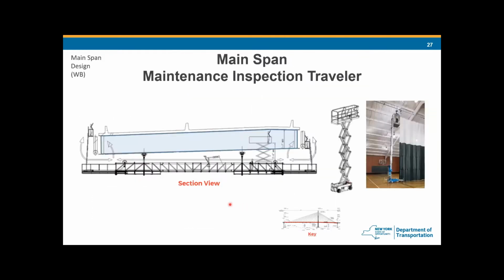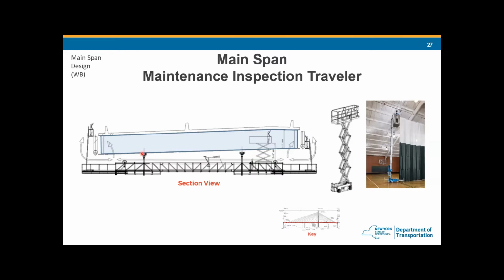And under the main span we also designed and installed a maintenance inspection traveler, and the traveler is able to travel from anchor pair to anchor pair, and you can see from this key view. And the traveler is supported by two traveling wheels.